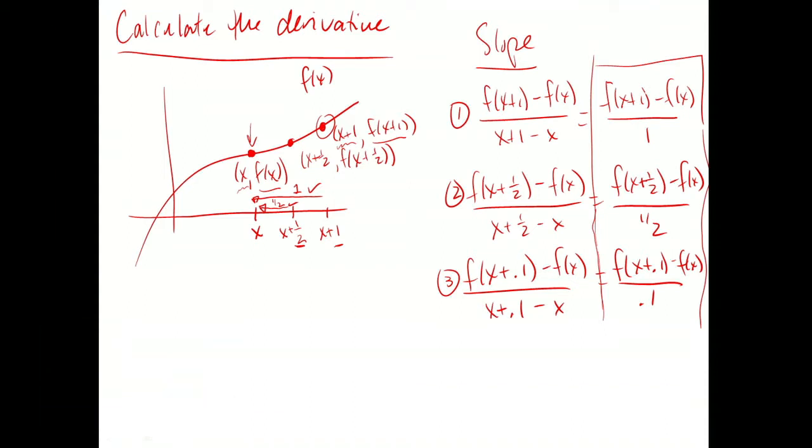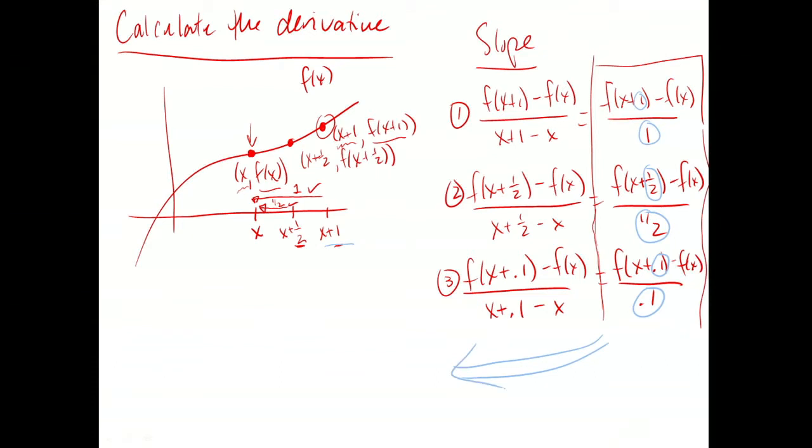So in the first guess, I moved 1 unit away, and that appeared here and here. That was x plus 1. In my second guess, I was a half a unit away, and that appeared here and here. And in my third guess, I was 0.1 units away, and that appeared here and here. So to generalize this then, where is this all heading?